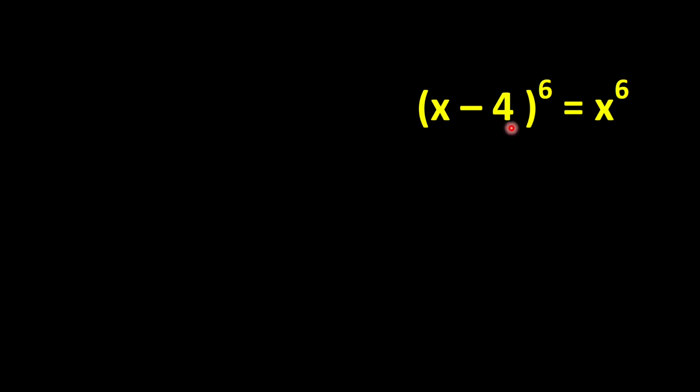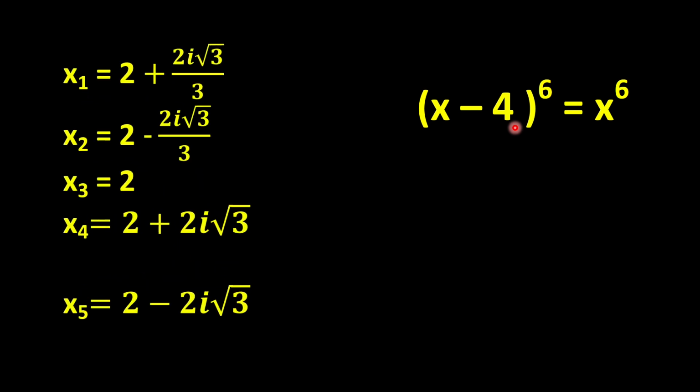This was our question, and now we have 5 solutions of this question, which are x equal to 2 plus 2 iota under root 3 divided by 3, and this value with minus, and similarly x equal to 2. This is the only real solution of this question, and all other 4 solutions are imaginary solutions or complex roots. So this was the solution of this question. I hope you have understood the solution of this question.